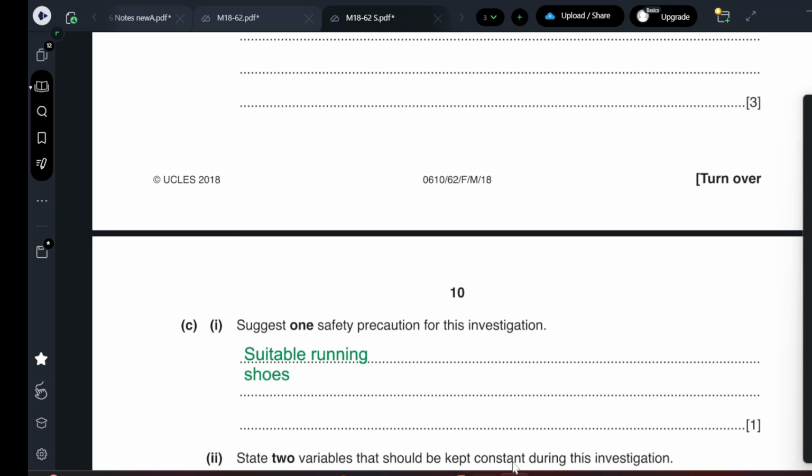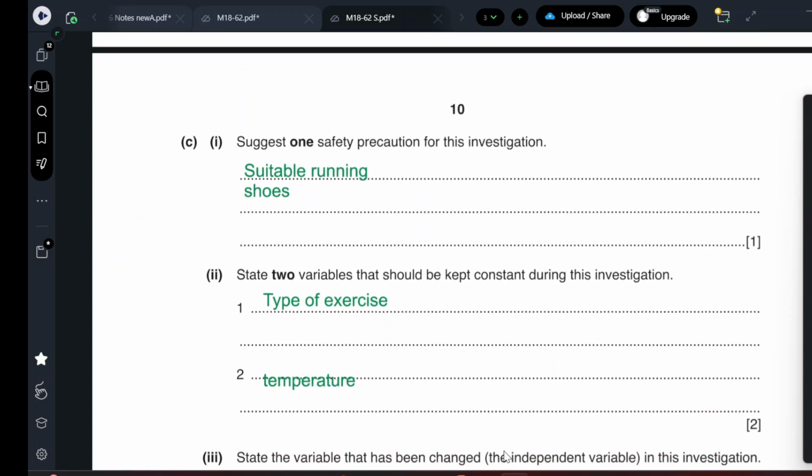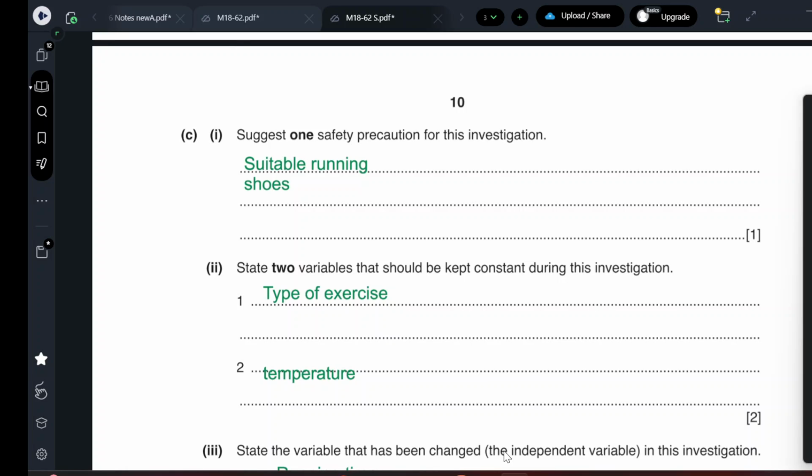State two variables that should be kept constant. In this experiment, you changed the running time. You changed the time of running. Some were running for 1 minute, 2 minutes, 3 minutes, 4 minutes, and so on. So what should I keep constant? Every other variable should be kept constant, like the age of the students, the gender of the students, the type of exercise, the temperature around them, okay? Any other variable that might affect the breathing rate should be constant.